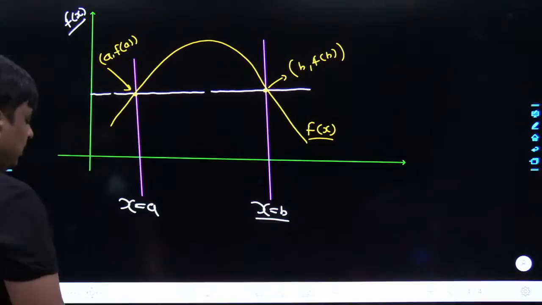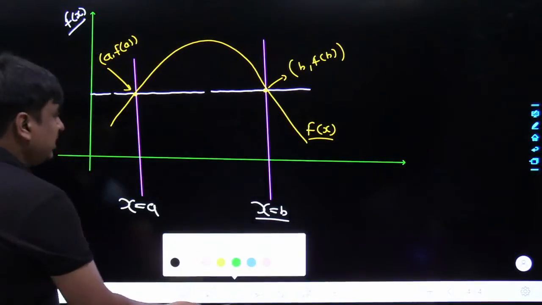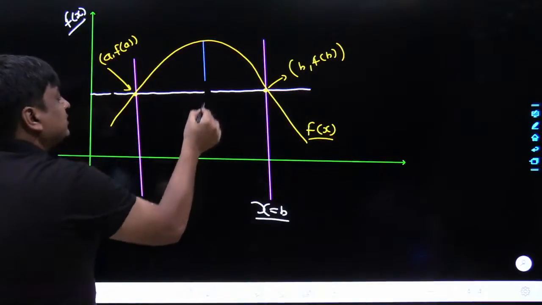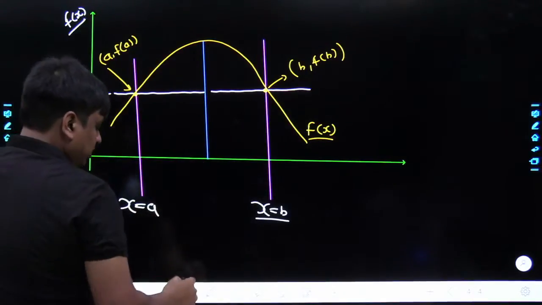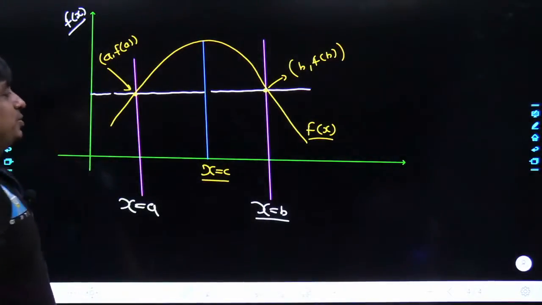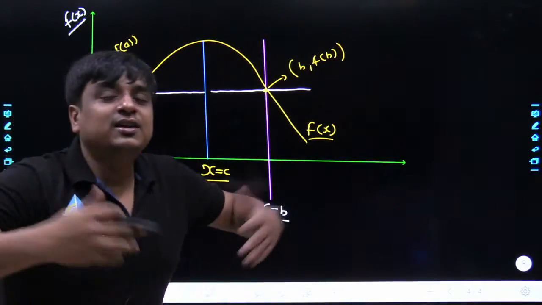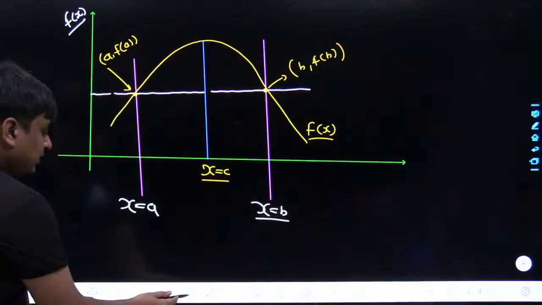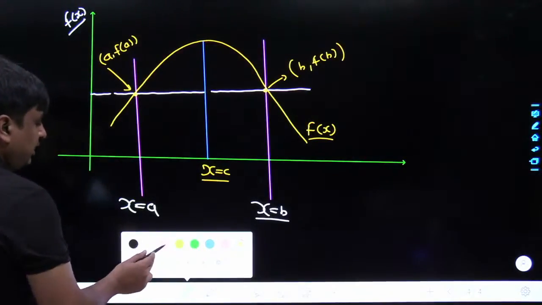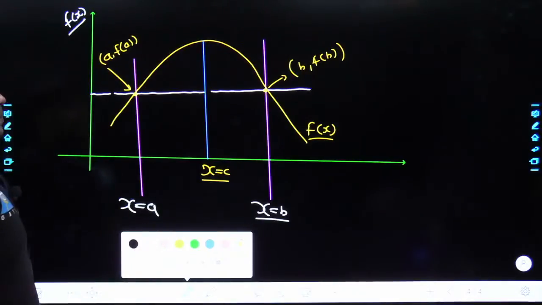Not only that. So let me do one thing. Somewhere here you have got x is equals to c. Somewhere here you have got x is equals to c. Yes or no? Obviously yes. Where the slope is 0. Now you can have another type of function. Let me take another color for that. Which color should I take? Let me take the pink color.